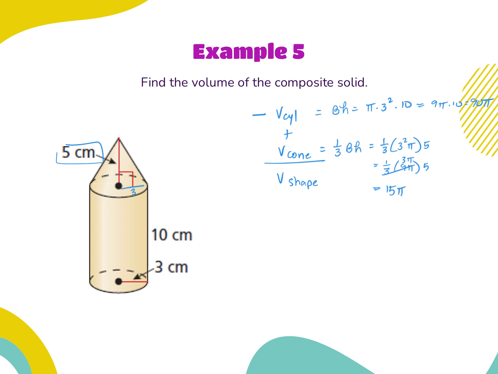So again, the volume of the cylinder is 90 pi. The volume of the cone is 15 pi. So the volume of the composite shape is 105 pi centimeters cubed. And you can leave your answer in pi unless otherwise requested.